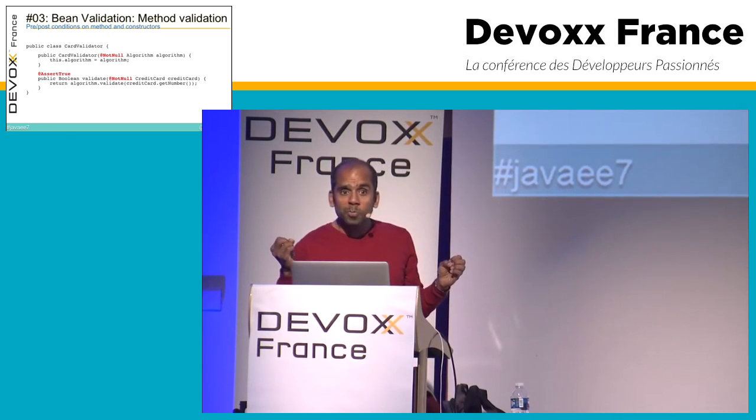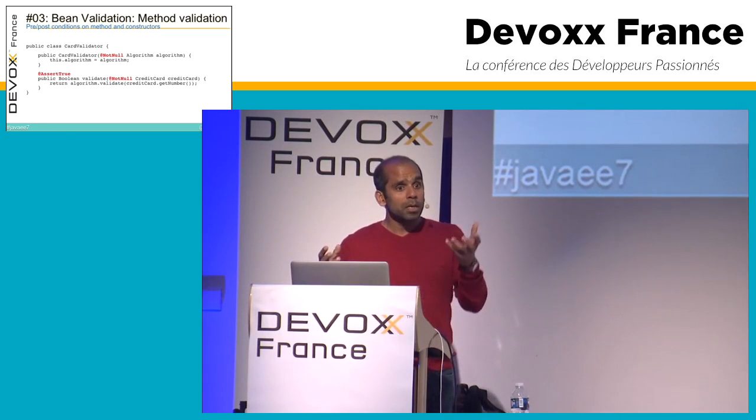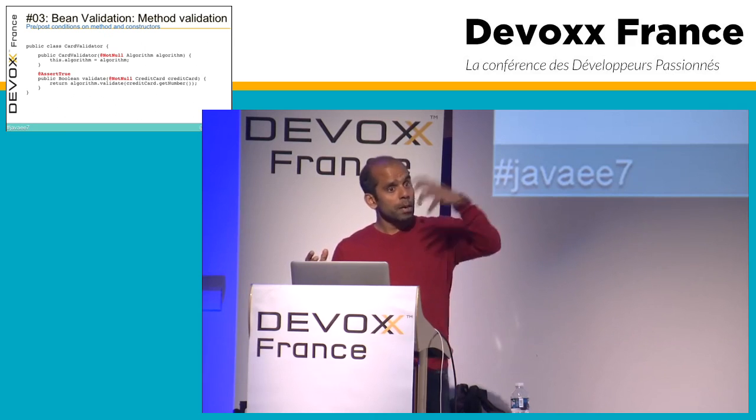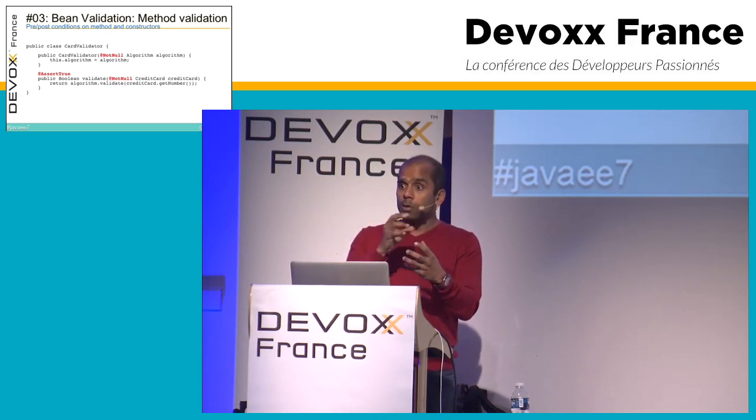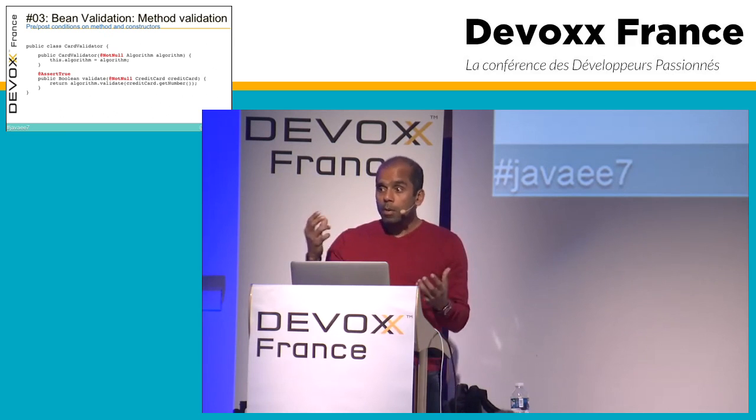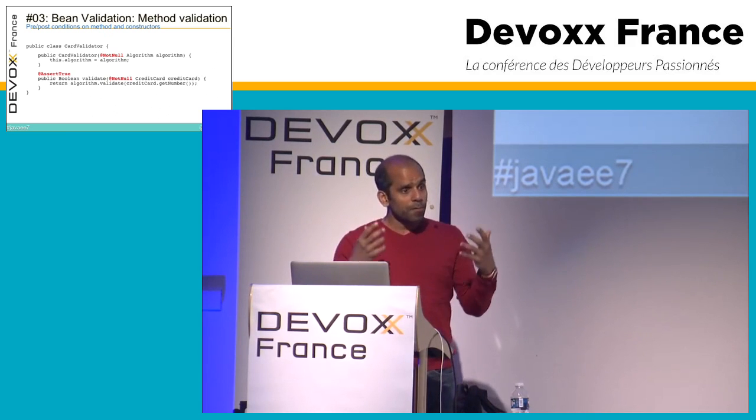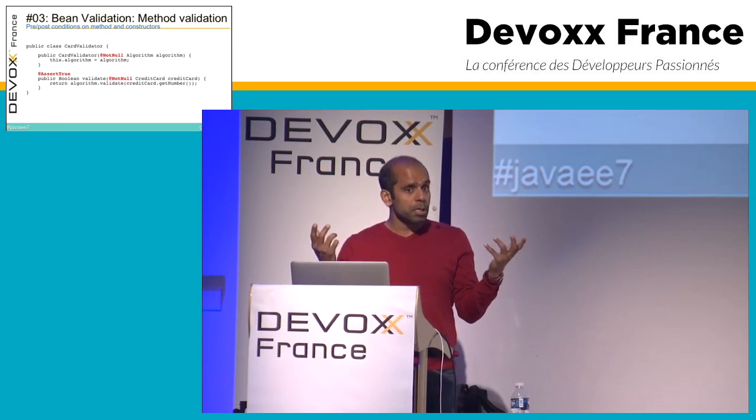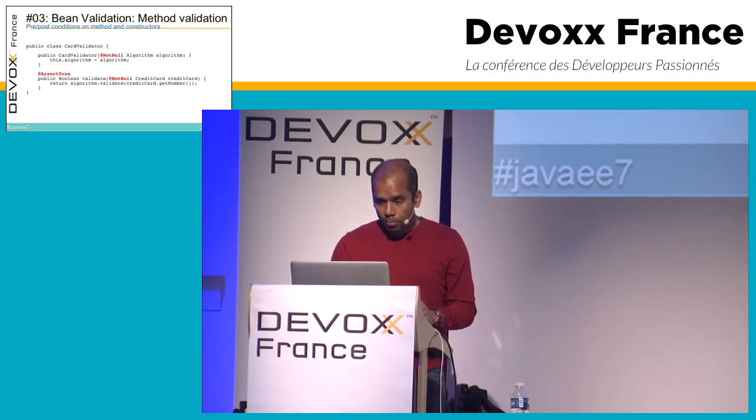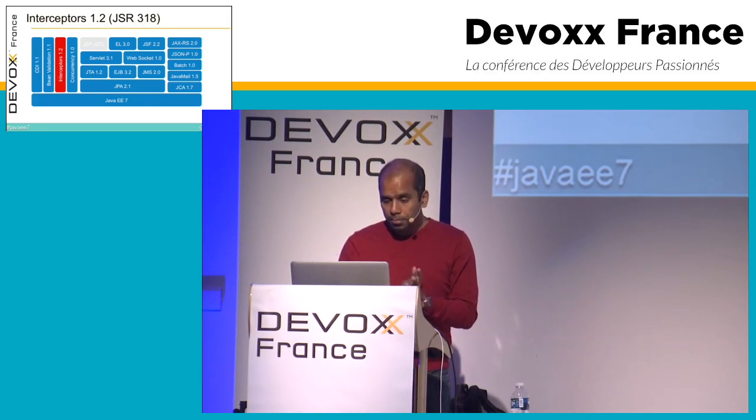This is what we call programming by contract. That means if your parameters, which are inbound values, or return values, which are outbound values, are not meeting the contract, think of getting an exception back. This is a runtime exception, ConstraintViolationException. This is JSR 349. All right, Interceptors 1.2.